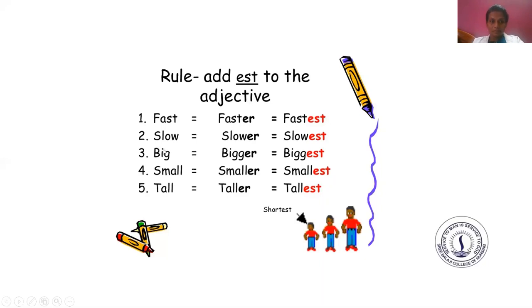Fast is the positive form, faster is comparative, and fastest is the superlative. You are adding est for the superlative and er for the comparative. And nothing will be added to the base form of the adjective. So that is positive. And slow, slower, slowest; big, bigger, biggest; small, smaller, smallest; tall, taller, tallest; and short, shorter, and shortest. So these are the examples of superlative degree.